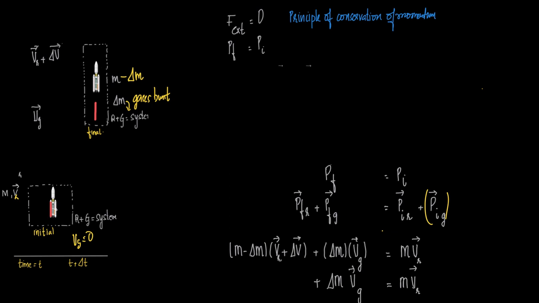Now coming to the final component, the final momentum of the rocket is the mass of the rocket into the velocity of the rocket. The final mass is m minus delta m, and the velocity is vr plus delta v. Plus the final momentum of gas, which will be the final mass of gas, delta m, into the velocity of gas, which is vg. So this is the equation we have here.